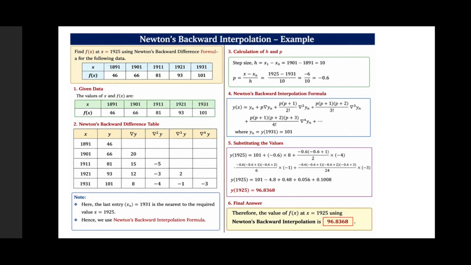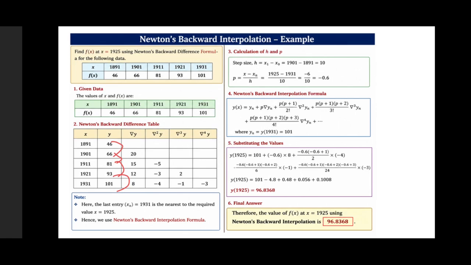First write the x values and the corresponding y values in the first two columns. Next we calculate the first backward differences. To calculate the first backward difference, we subtract the previous y value from the current y value. For example, 66 minus 46 is equal to 20. Similarly, 81 minus 66 equals 15, 93 minus 81 equals 12, and 101 minus 93 equals 8. These values form the first backward difference column, represented by del y.